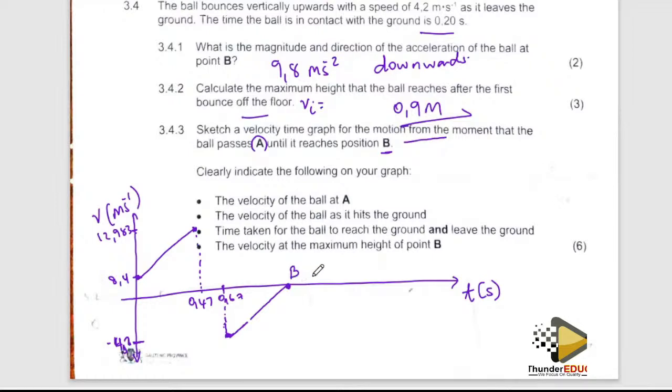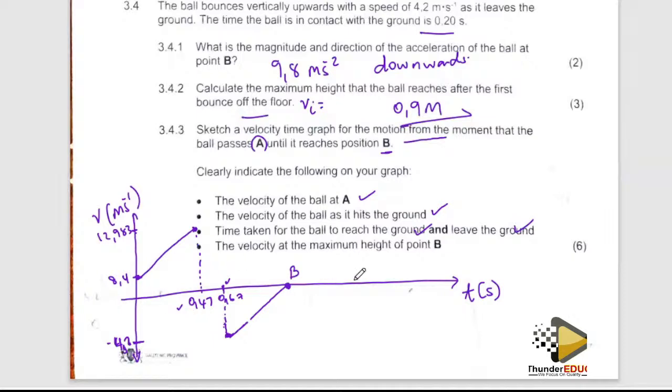When I need the time, I can find the time. Since they say the time taken for the ball to reach the ground and leave the ground, we have the velocity of the ball when it has hit the ground. The time taken for the ball to reach the ground is the 0.47, and then leaving the ground, we have that. The velocity at maximum height, so just that. We don't need the time there.